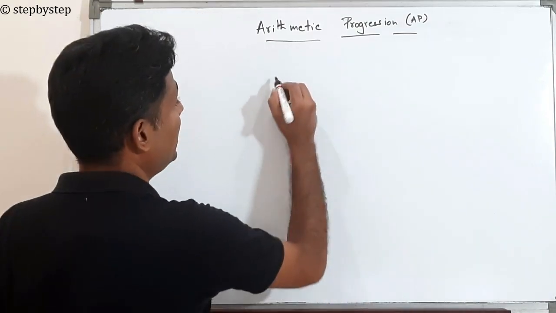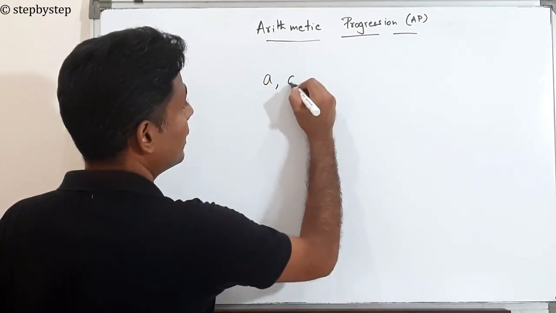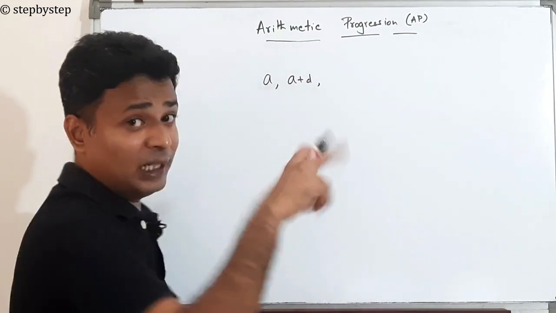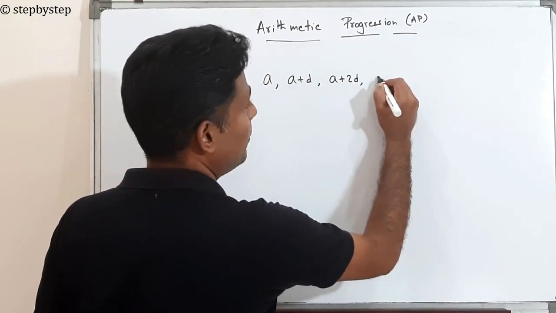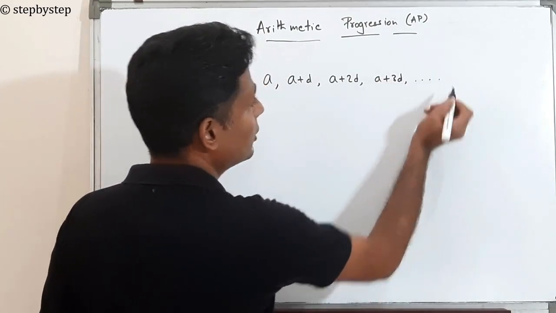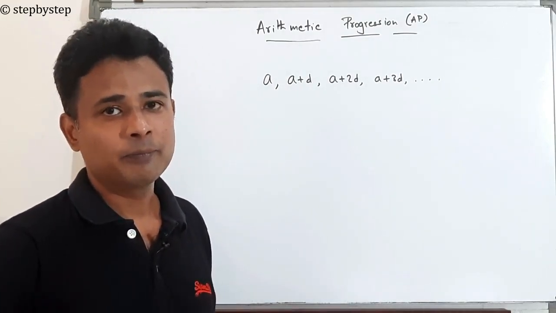The general form of an AP is A, that is the first term, always denoted by A, then A plus D, then what will be the next one? A plus D plus D. So it will be A plus 2D, then A plus 2D plus D, A plus 3D, and so on. Now this is the general form of an AP.